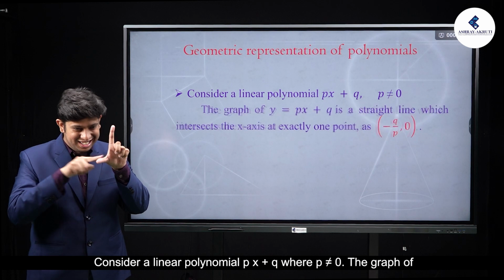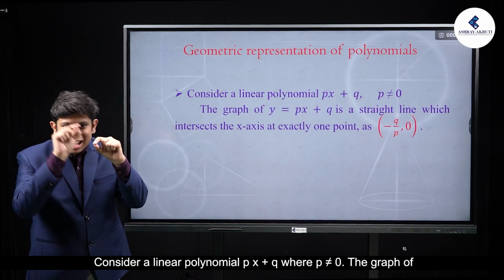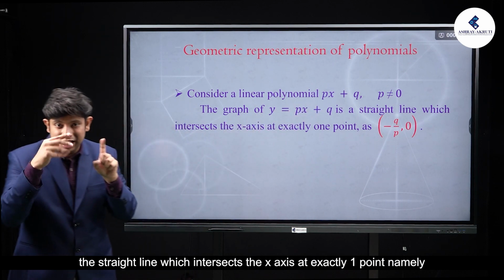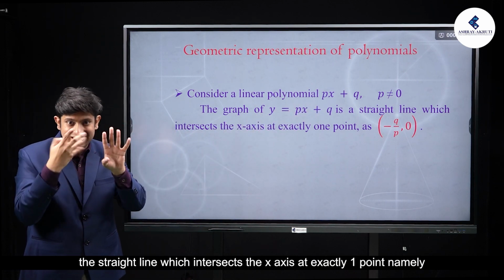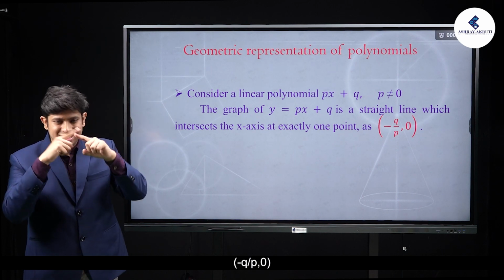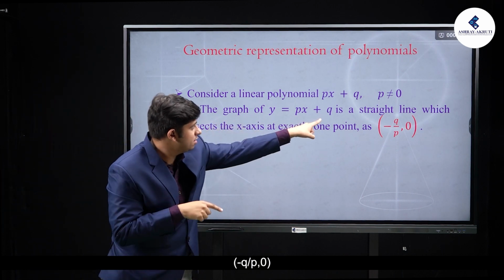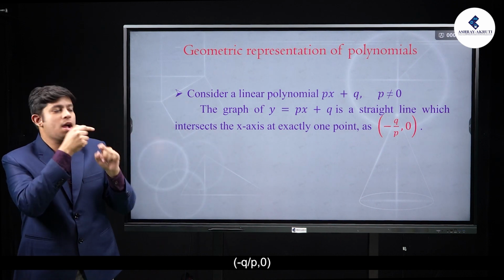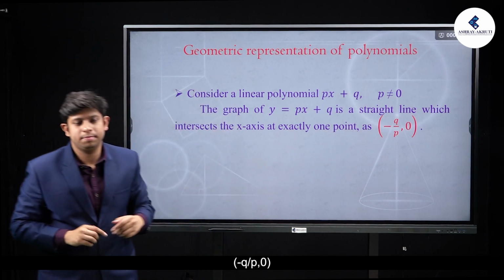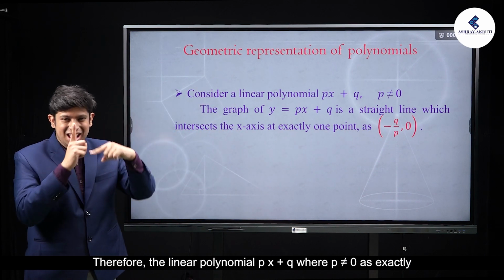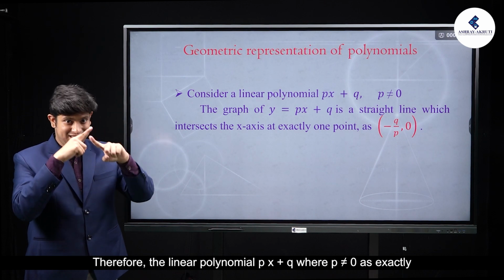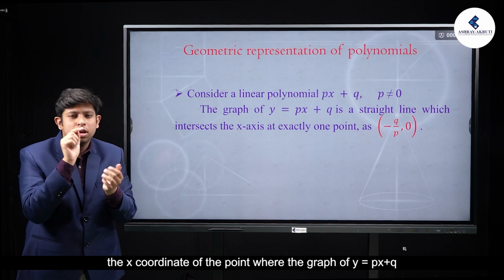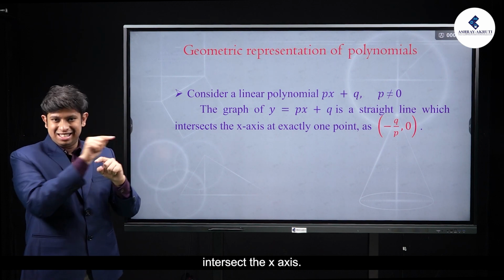Consider a linear polynomial px plus q where p not equal to 0. The graph of y is equal to px plus q is a straight line which intersects the x-axis at exactly one point, namely minus q by p, 0. Therefore, the linear polynomial px plus q where p not equal to 0 has exactly one zero, namely the x coordinate of the point where the graph of y equal to px plus q intersects the x-axis.